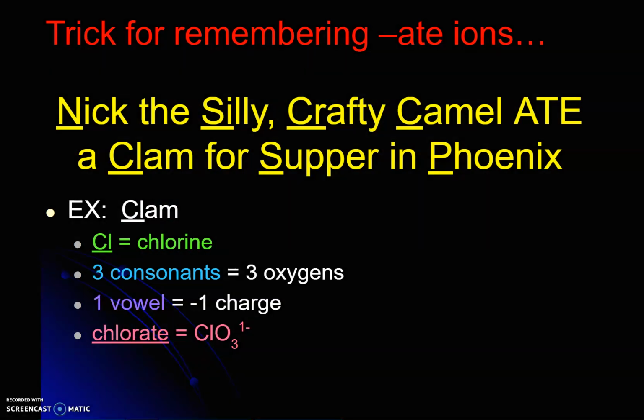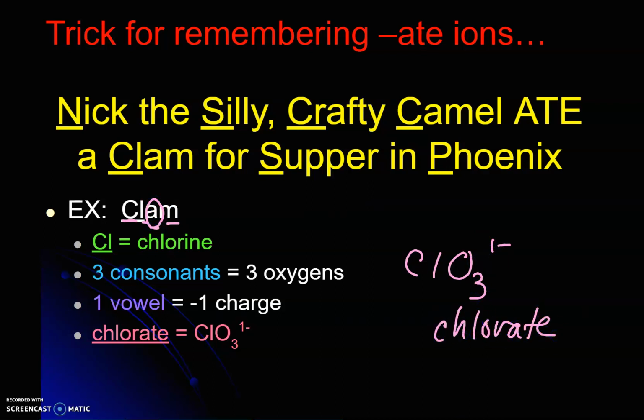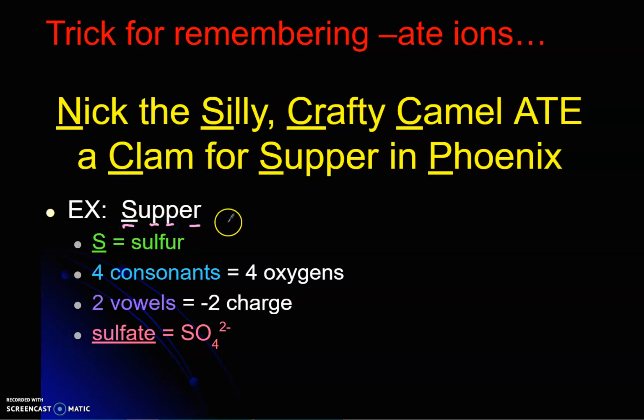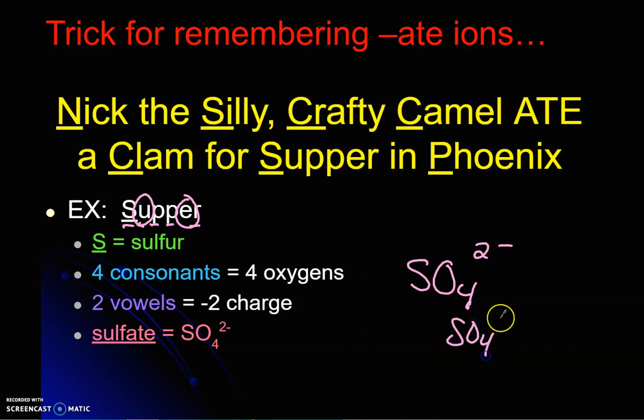Clam is for chlorate. We have 1, 2, 3, Cl, and then you write O3, and then we have a 1 minus charge. ClO3 is chlorate. Okay, supper is 1, 2, 3, 4 consonants, S, and then O4 for sulfur, sulfate. And then we have 2 vowels, 2 minus. SO4 2 minus is your sulfate.